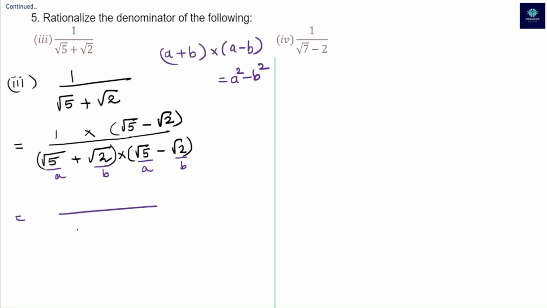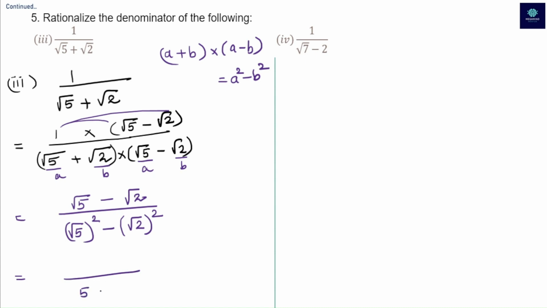Now we are going to use the same identity. So root 5 square minus root 2 square. And in the numerator, 1 gets multiplied with both of these terms. So you get here root 5 minus root 2. Keep on solving. Root 5 square becomes 5. Root 2 square becomes 2. And the numerator is as it is. When solving further, you get the denominator as 3, as 5 minus 2 is 3. And the numerator is root 5 minus root 2. So we have got a rational number or a whole number as the denominator, and this is where you will stop solving. Now coming to question number 4.